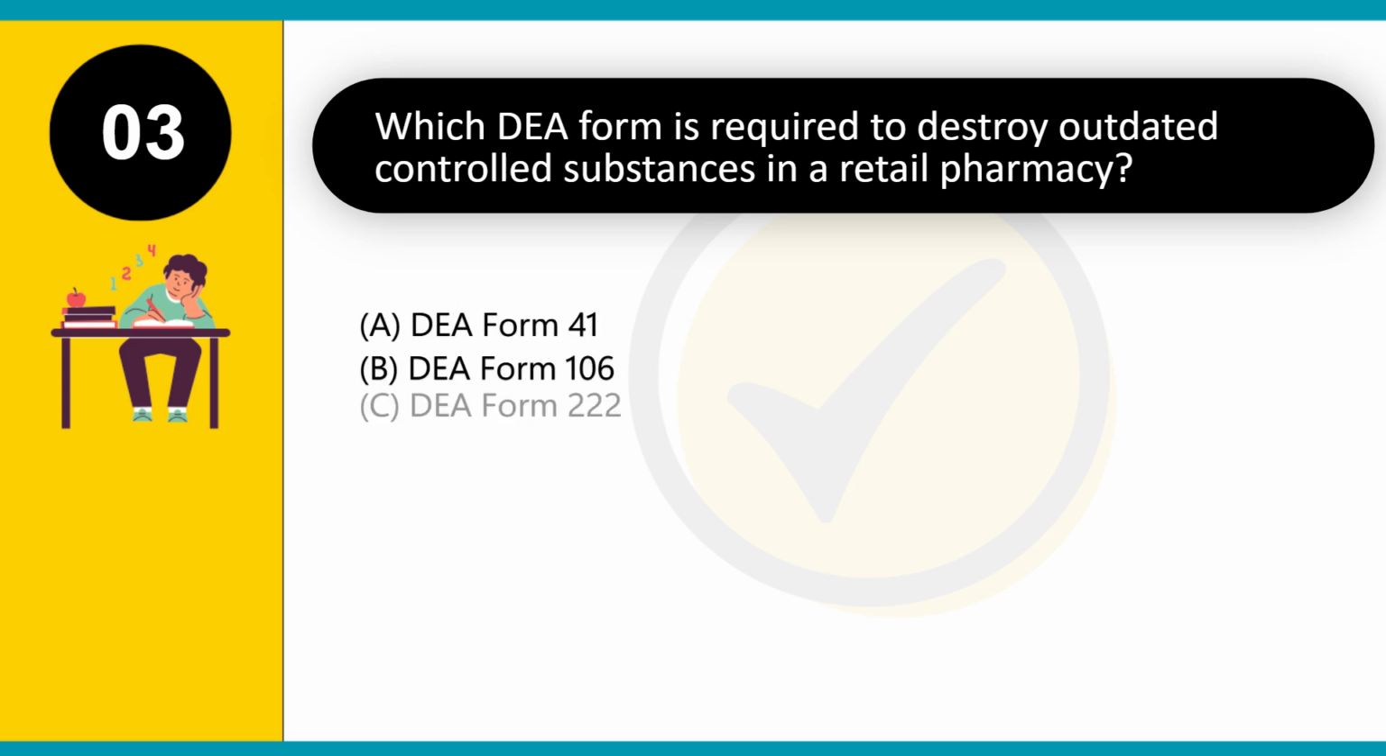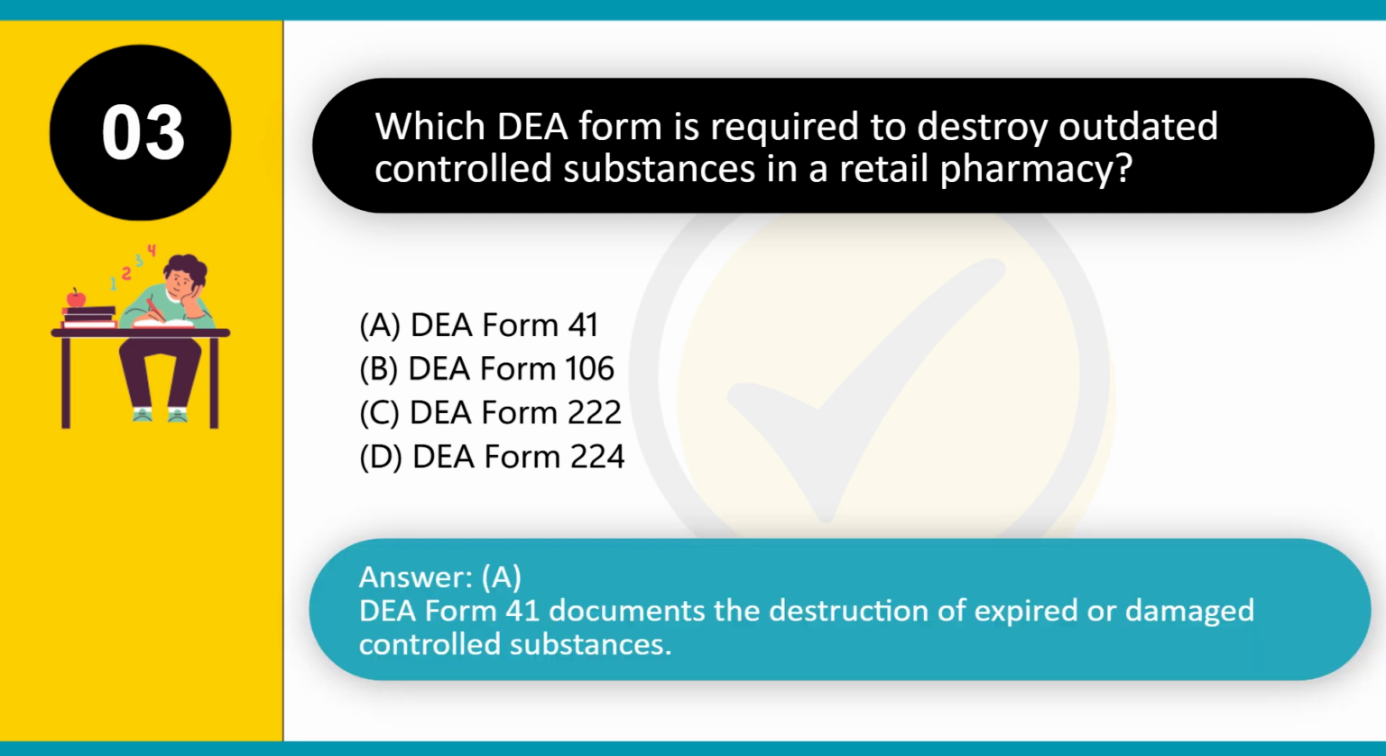Which DEA form is required to destroy outdated controlled substances in a retail pharmacy? A. DEA Form 41. B. DEA Form 106. C. DEA Form 222. D. DEA Form 224. Answer, A. DEA Form 41 documents the destruction of expired or damaged controlled substances.